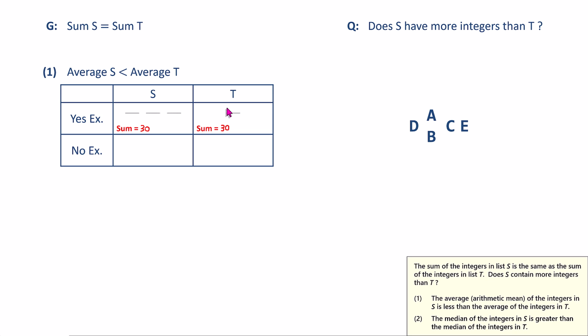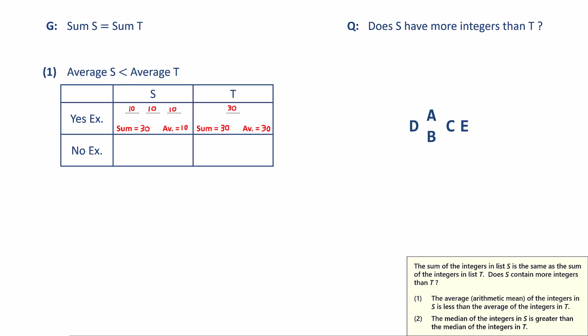The single number in T has to be 30, since the sum is 30, and for list S we have a bit more latitude, since there are 3 numbers, but the sum still has to be 30, so let's keep it simple and say we have 3 instances of the number 10. Then the average of S also has to be 10, and for list T, the average is going to be 30.